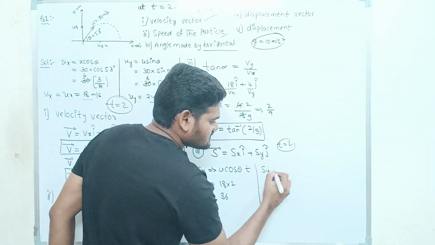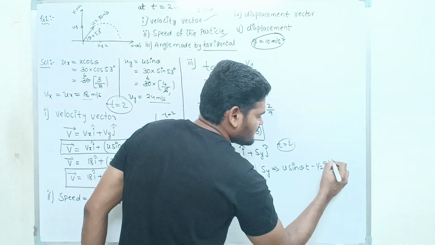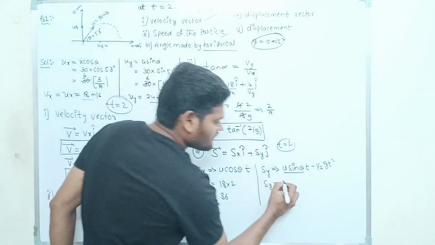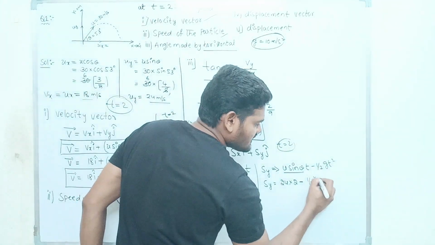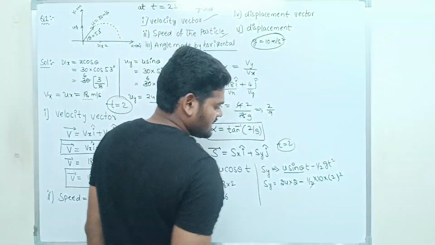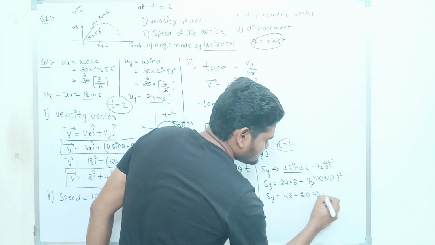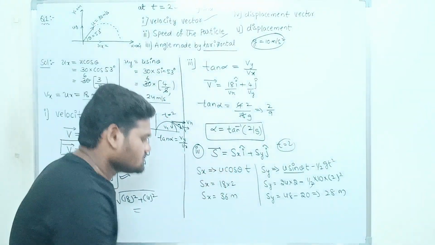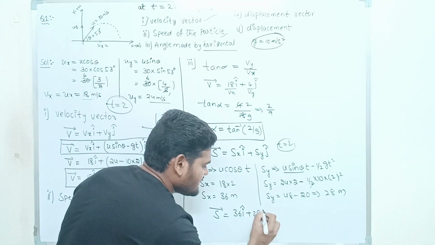Okay. So Sy is equal to U sin theta into t minus half gt square. What is the value of U sin theta? 24, into t value, how much? 2, minus half, g value, how much? 10, into t square, 2 square, t is equal to 2. So 2 gets cancelled out. 24 twos are 48, minus 10 twos are 20. 48 minus 20, 28 meters. Units are meters. So just substitute here. So S bar is equal to Sx 36 I cap plus 28 j cap.